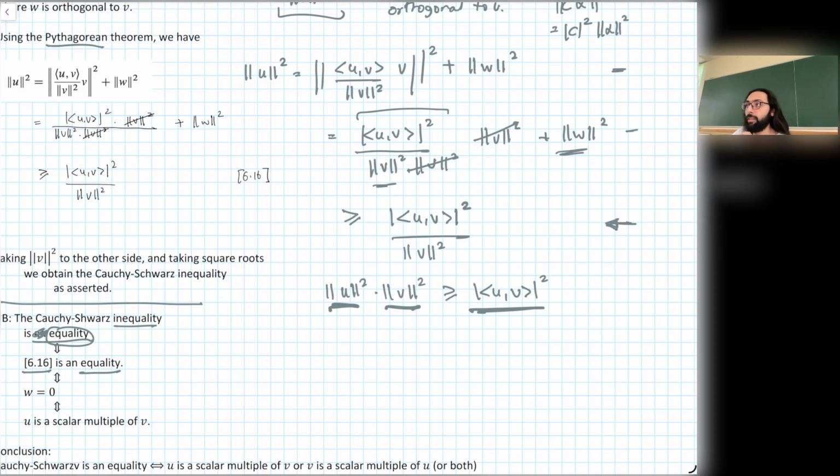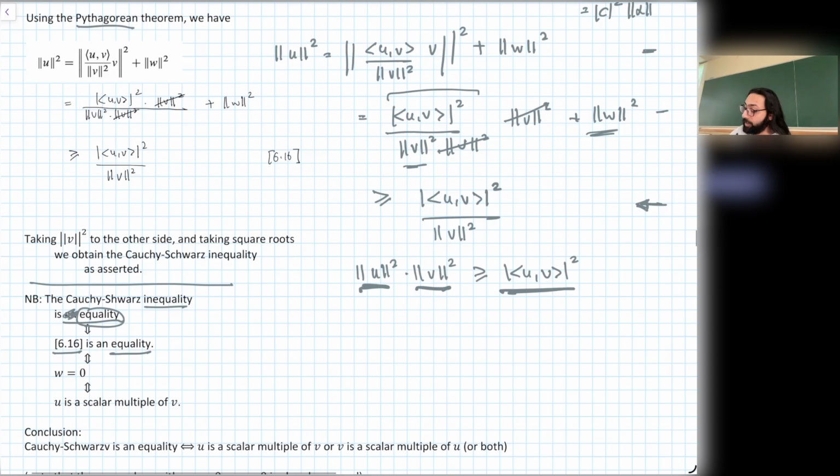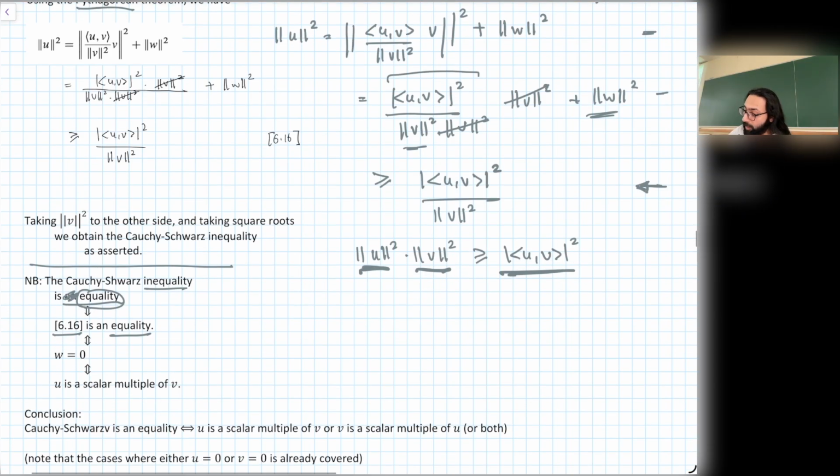Okay, so inequality becomes equality, I'll drop the article, if and only if 6.16 is equality. Okay, so 6.16 was what? You see everything until the last step was equality, correct? It's only in this step that we have to introduce an inequality. Okay. So for this last step to be equality, we basically must have that this w vector is 0, right? Because we know from the property of the norm that the only way the norm of a vector is 0 is if the vector is 0, correct?